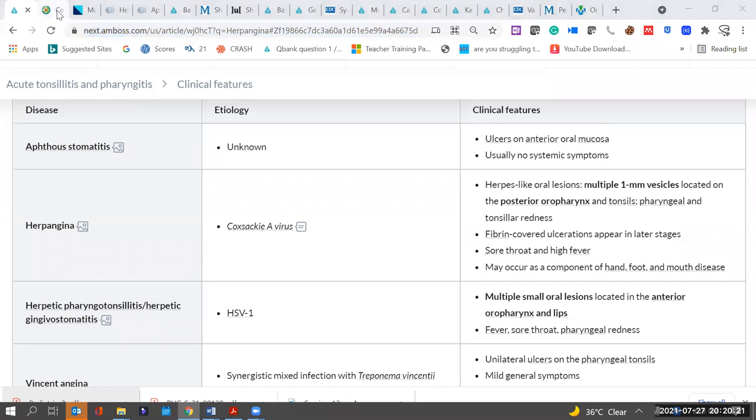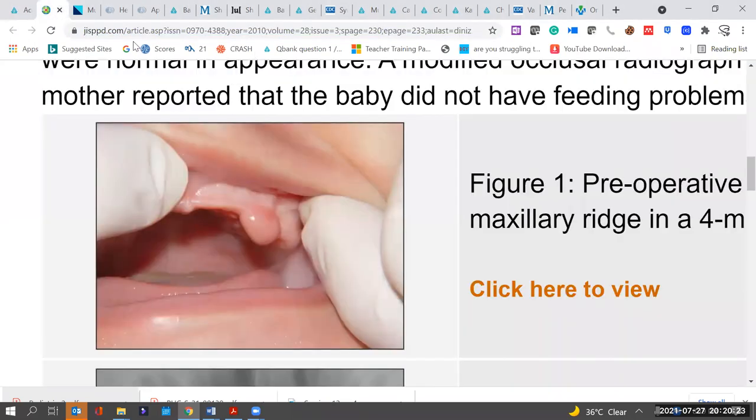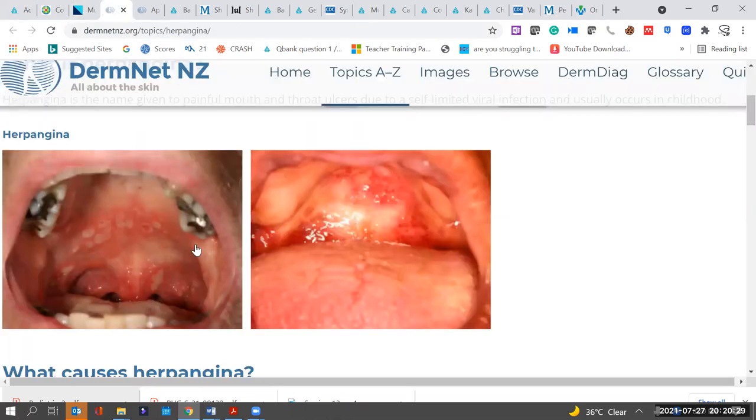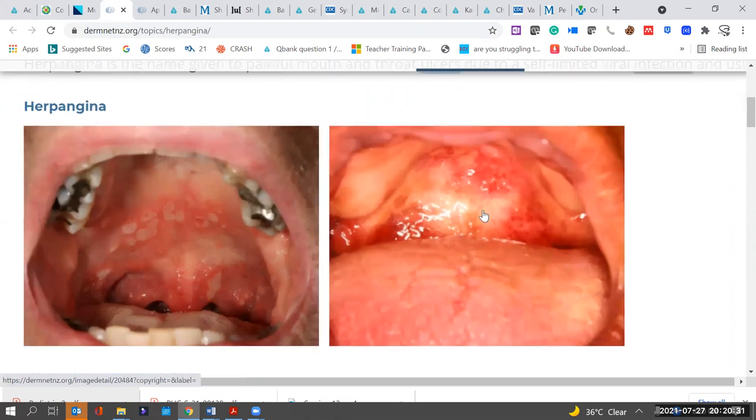Let me show you one of the diagrams. See, this is herpangina. Can you see that properly? This is a normal pharynx, but here you can see multiple small vesicles. These multiple small vesicles are herpangina. Mostly you can see them on the posterior of the pharynx, and especially on the tonsils as well. So these are herpangina.